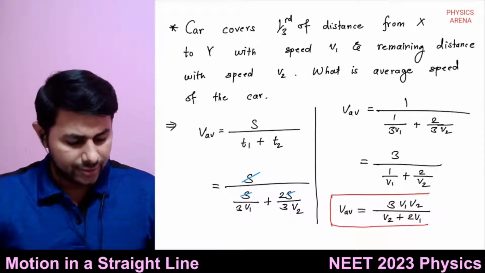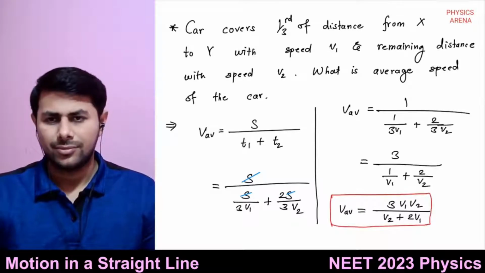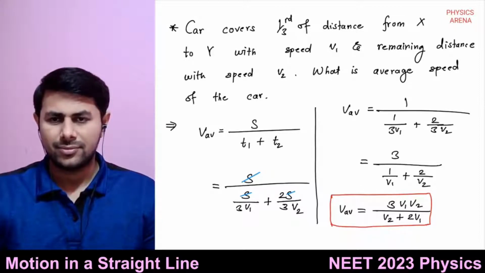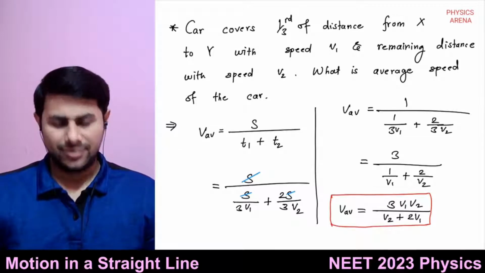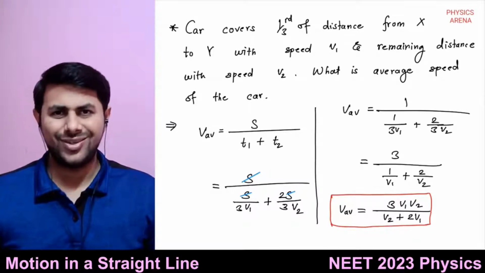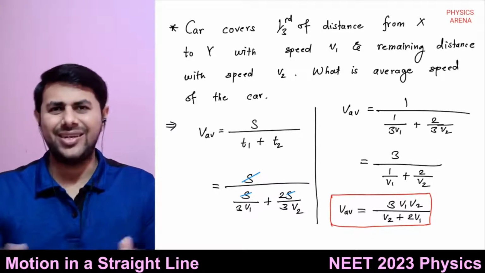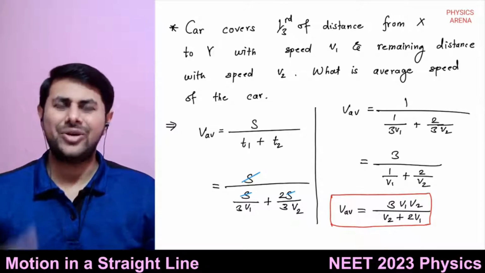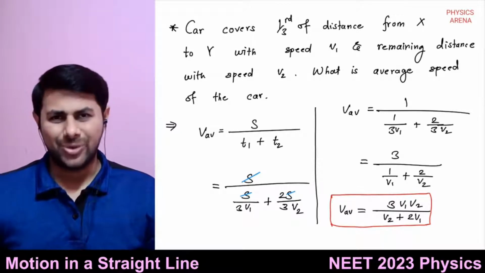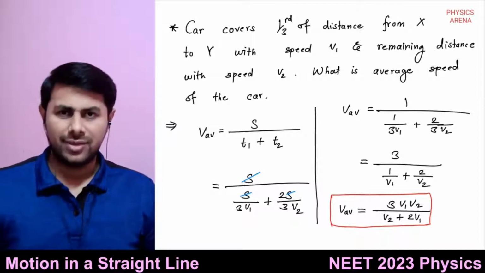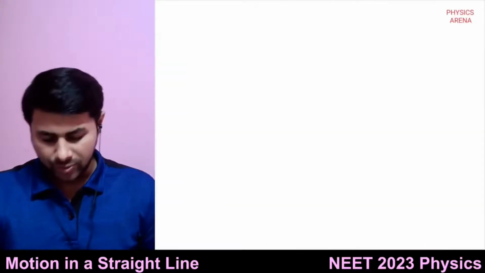So is it clear to everybody? Okay, clear? No questions? Okay. So there can be a question like this in your NEET exam. Every time it will not be divided into two equal parts. Sometimes they can do s by 3 and 2s by 3, or s by 4 and 3s by 4. The parts may be equal, may not be equal. So in that case, what should we do?